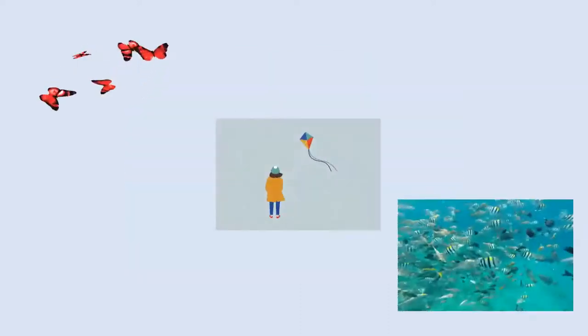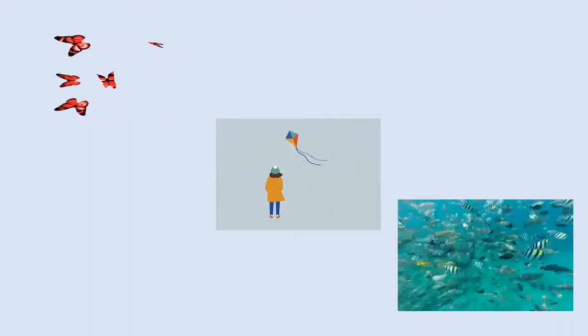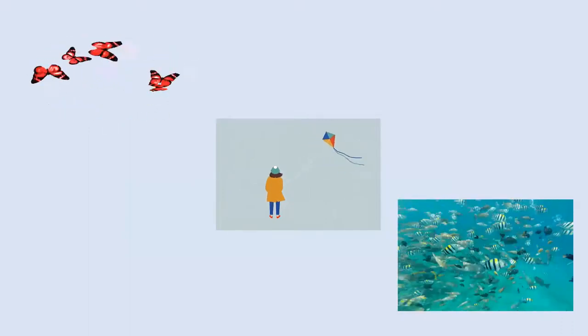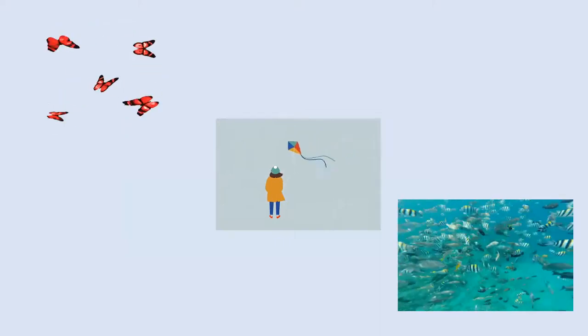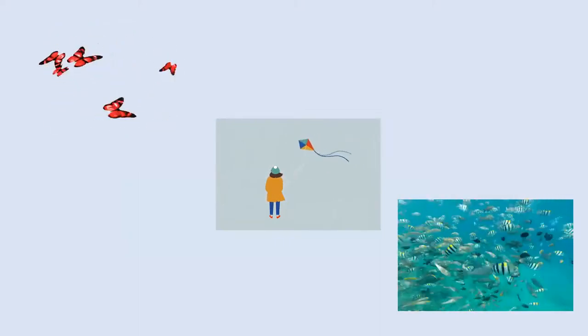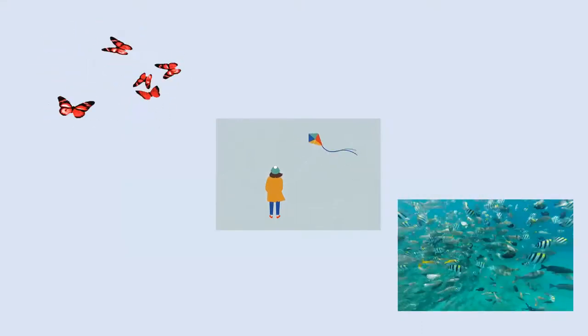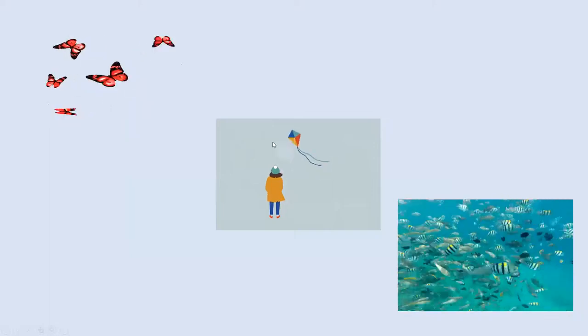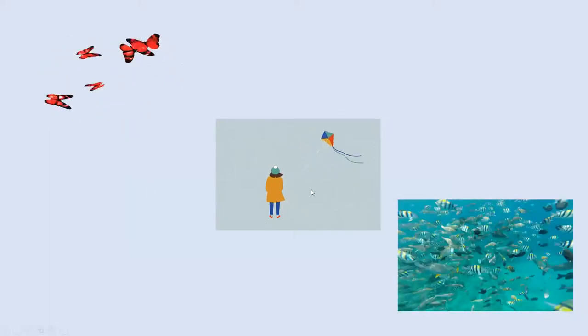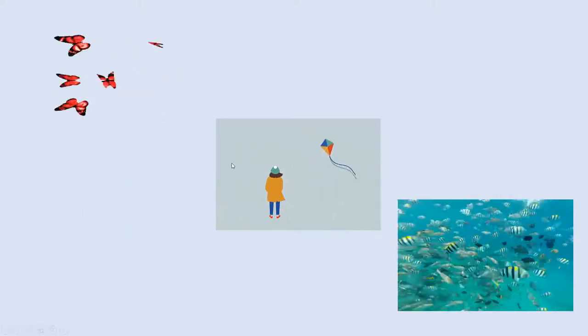Very good, students. So students, look at all these examples together and tell me what commonality do you observe in all these examples with respect to the path followed? Yes. So in all these examples, the path followed by all these objects or things is a random path.